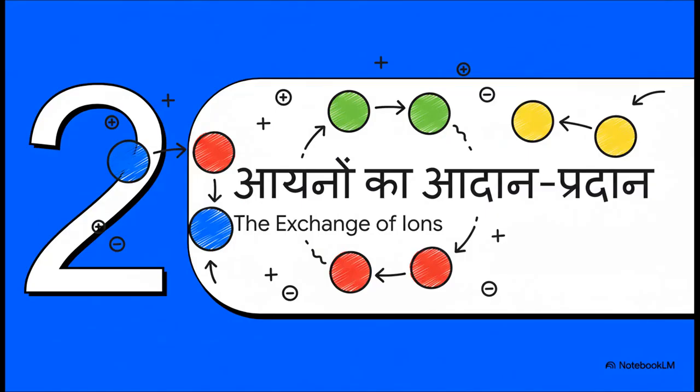Okay, so now let's get a little deeper into the mechanics. Our next section is all about the exchange of ions. This is where the magic really happens. We're going to see exactly how this partner swap goes down at the atomic level. It's all about that classic attraction, you know? Positives and negatives just can't stay away from each other.